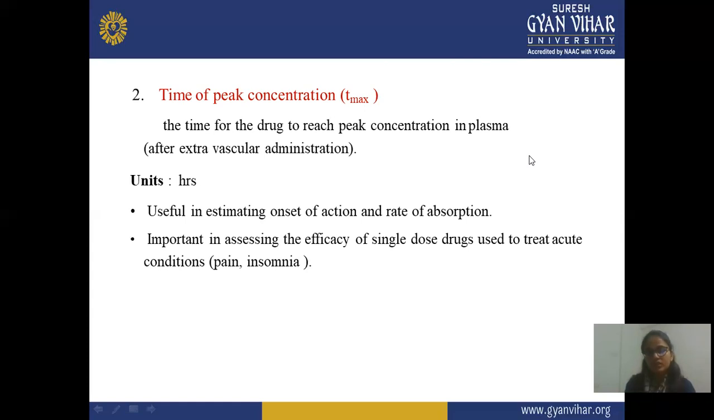So with the help of this Tmax, you can also calculate the maximum time required for a dosage to show the onset of action or the absorption effect. And with the help of absorption and onset of action, you can check the efficacy of that particular single dose drug or particular formulation. And these types of drugs you mainly study for acute conditions like pain or insomnia. So this is the Tmax.